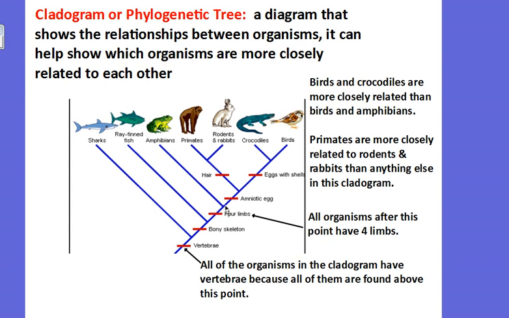Okay, and then what separates primates and rodents and rabbits from everything else is they have hair. Okay, so we haven't really talked a lot about this, but that's how you read these. It's just as you're looking up, each of these lines indicates some new development. Everything from here up has it, everything from here down does not.